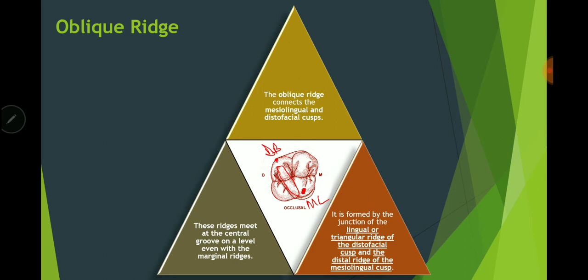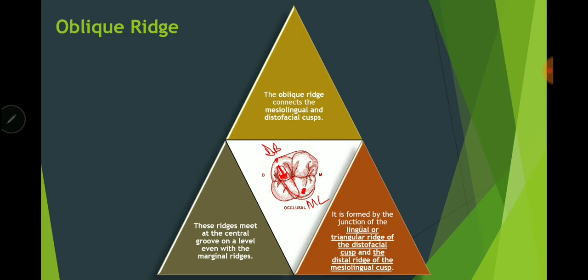So it is formed by, as I mentioned in the previous slide, the junction of the lingual triangular ridge, okay, because this is going to the lingual. Now there's different ways of naming them, but as long as it's going to the lingual or to the buccal, you can call them triangular ridges, okay.